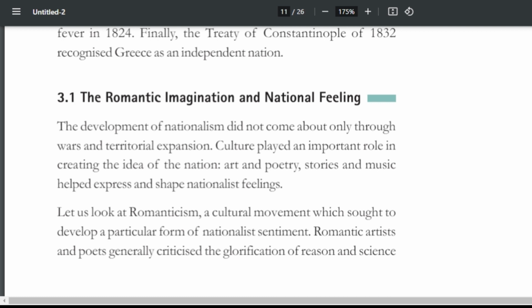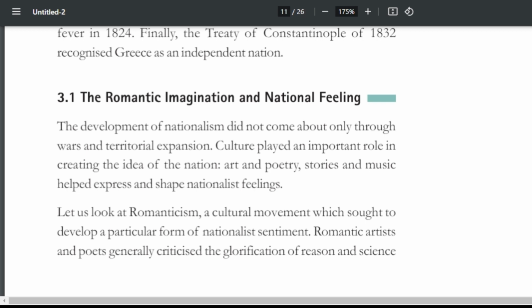The development of nationalism did not come about only through wars and territorial expansion. Culture played an important role in creating the idea of nation. Art and poetry, stories and music helped express and shape nationalist feeling. Let us look at Romanticism, a cultural movement which sought to develop a particular form of national sentiment.